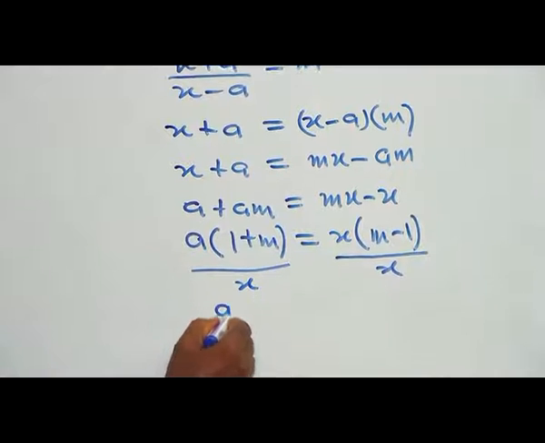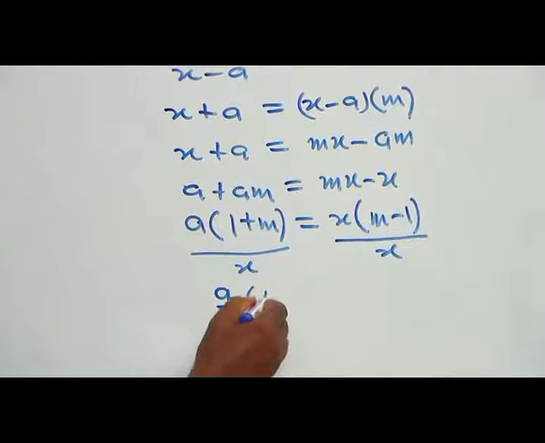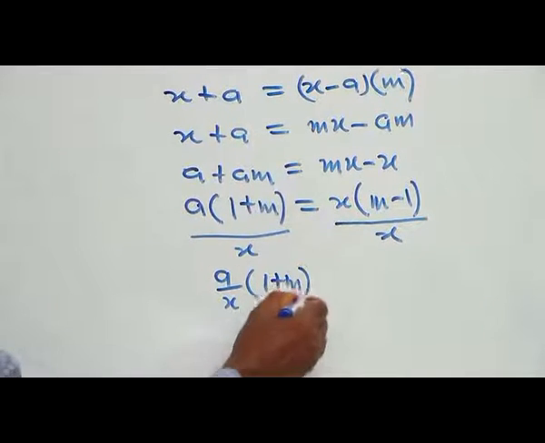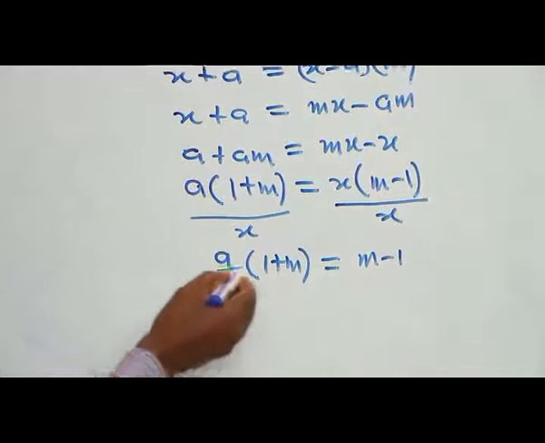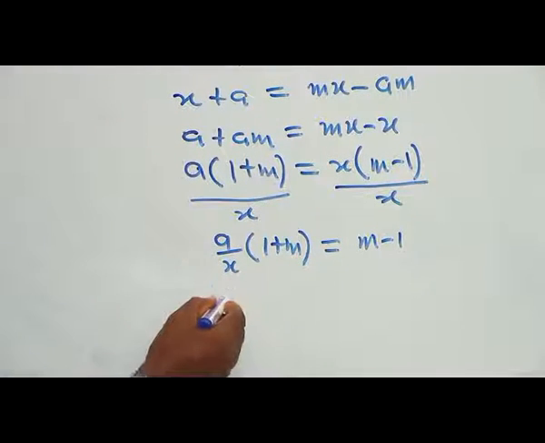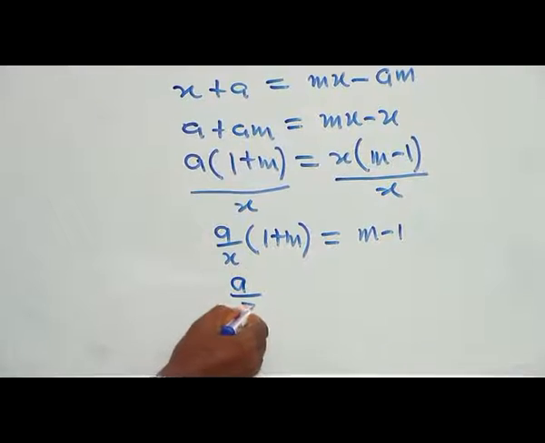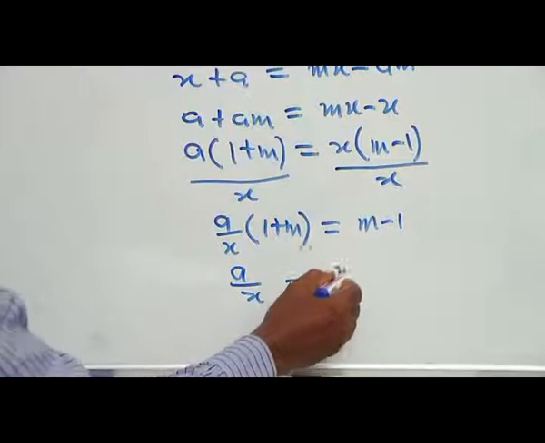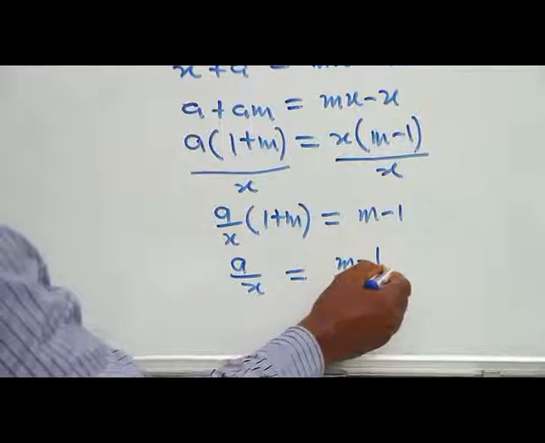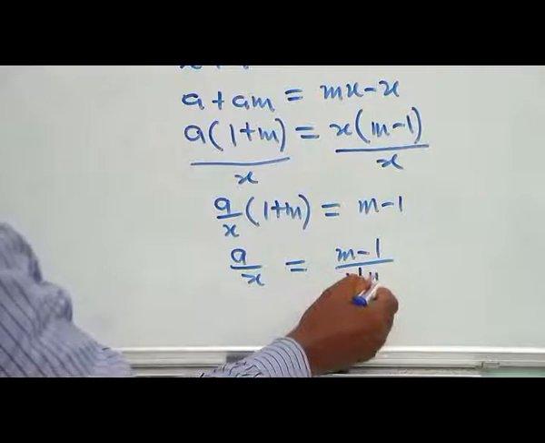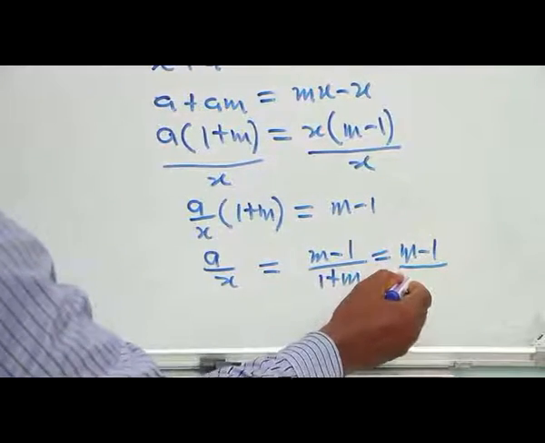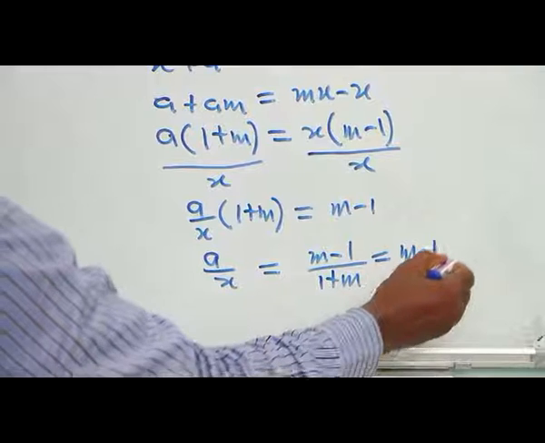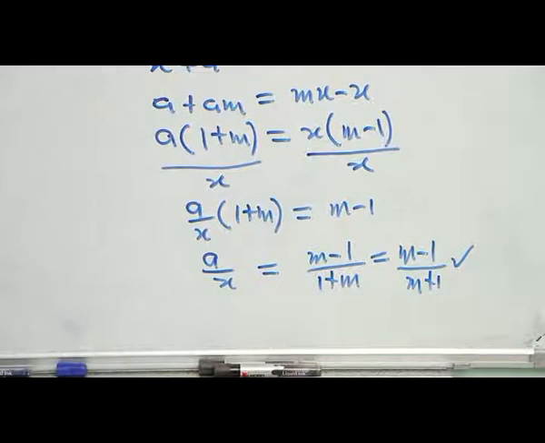So I now have a all over s into 1 plus n is equal to n minus 1. So since I'm making a over s the subject of the formula, I now have a all over s will now be equal to n minus 1 divided by 1 plus n. And of course we can write it as n minus 1 all over n plus 1. You will have made a all over s the subject of the formula.